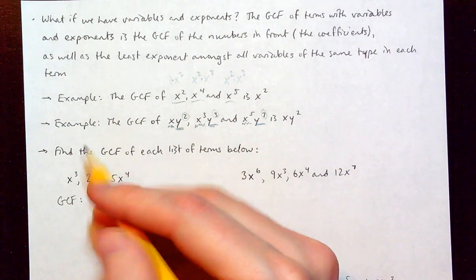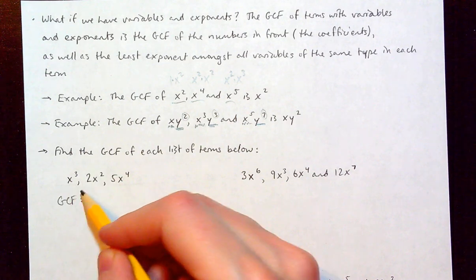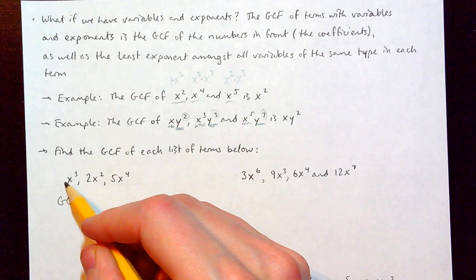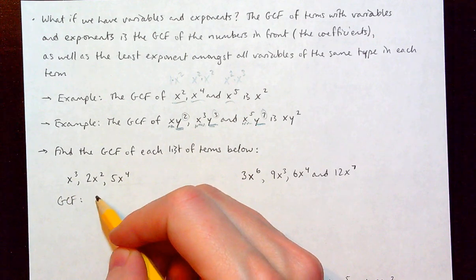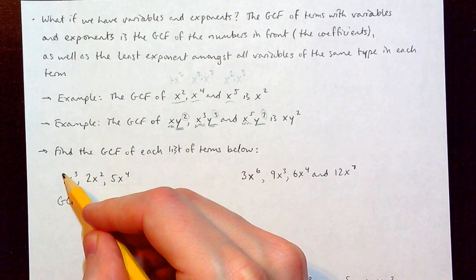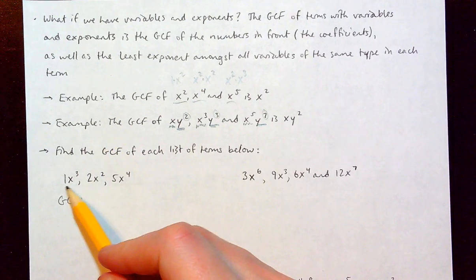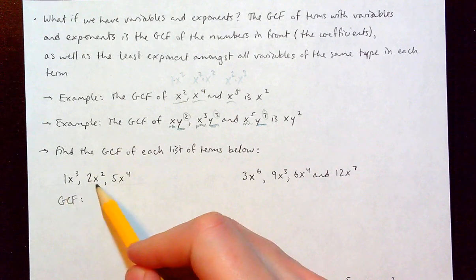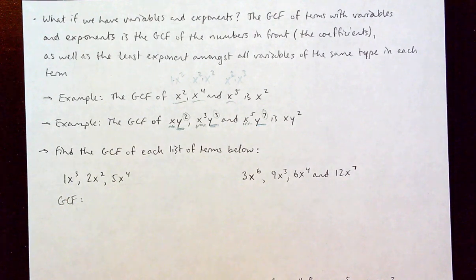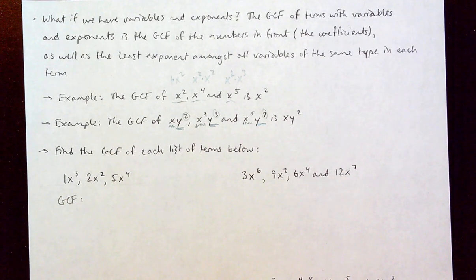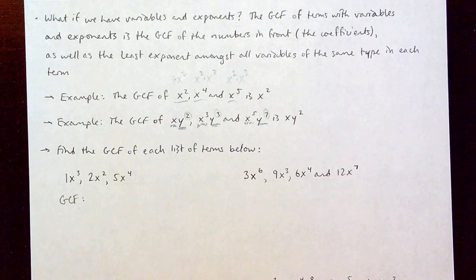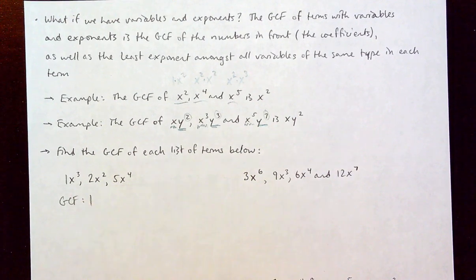Well, one part of it is going to be the greatest common factor of the numbers in front of these x's being raised to powers. So secretly we have the 1 in front. So I need to find the GCF of 1, 2, and 5. Well, this is pretty nice. The GCF is actually just going to be 1. So we can say it's 1 times.